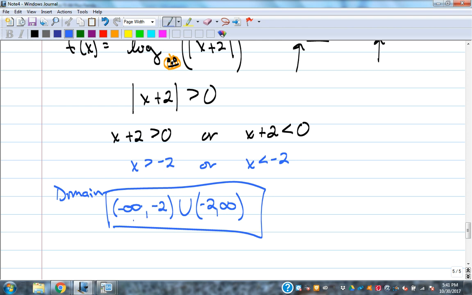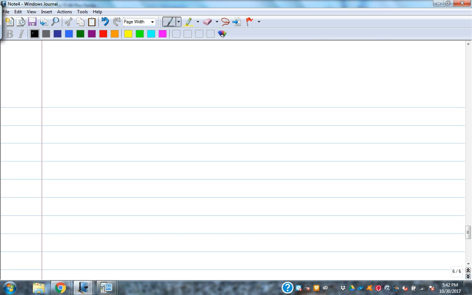All right. So there's some stuff with domain with logarithmic functions. Let's look at actually solving some logarithmic equations. 1, 2, 3, 4, 5, 6, 7, 8. 8 problems, and then we'll get out of here. I don't know if we can do it, but we're going to try.